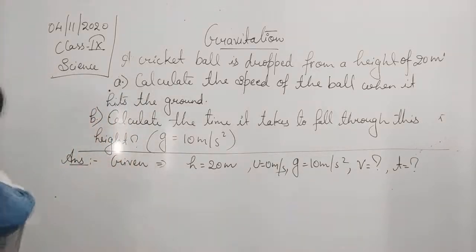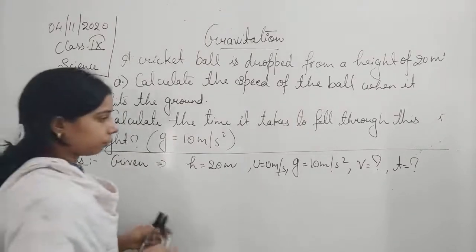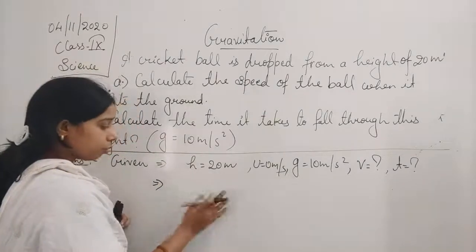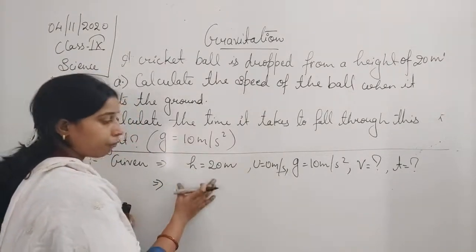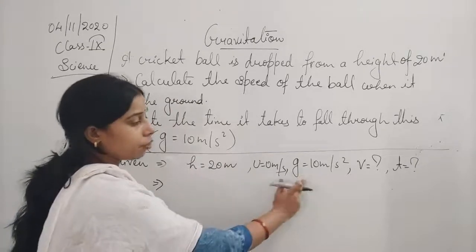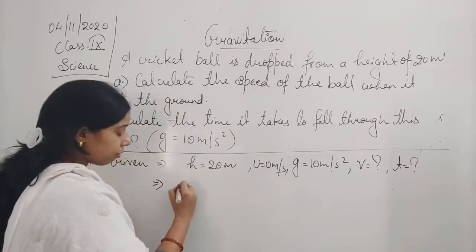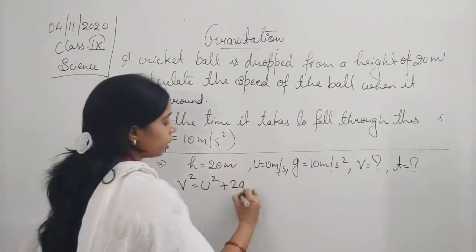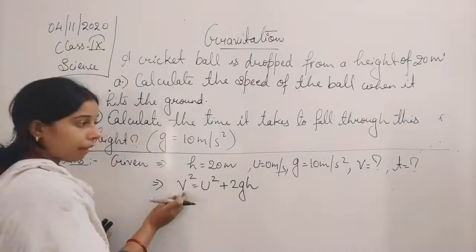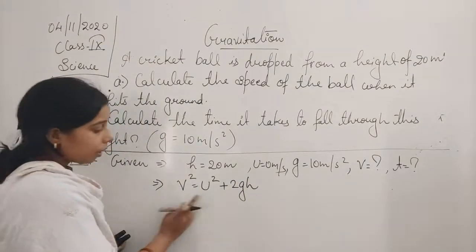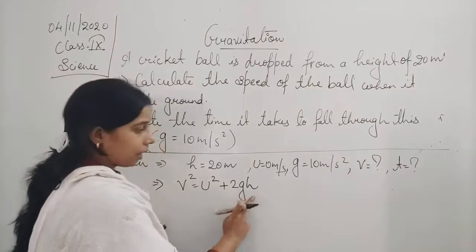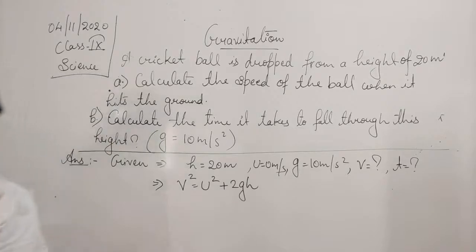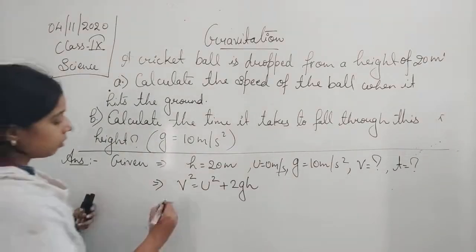So if we talk about the final velocity, again students, you know the values and you know the formulas. h is given, u is given, g is given. So you should use the formula v square equals u square plus 2gh. You have to find the value of v here. u is given, g is given, and h is given. All the things are given and you have to find the final velocity. So you can write it.